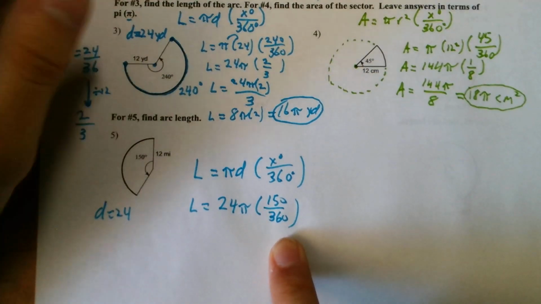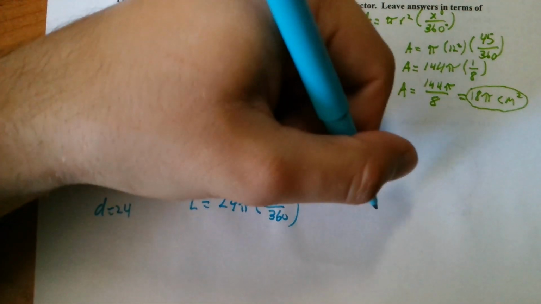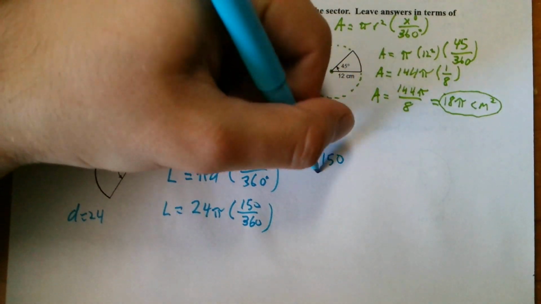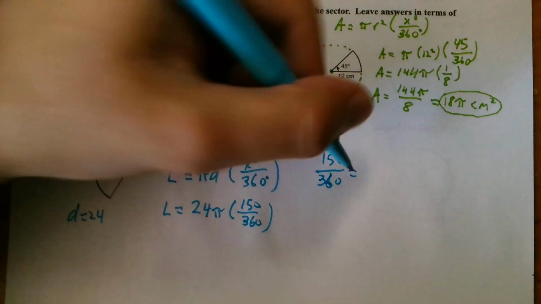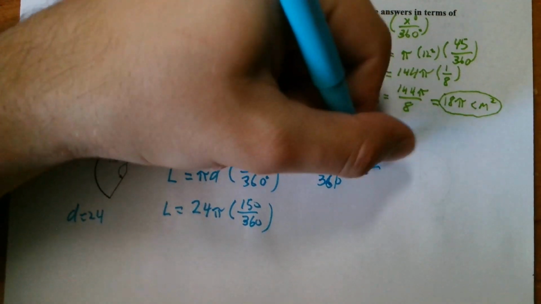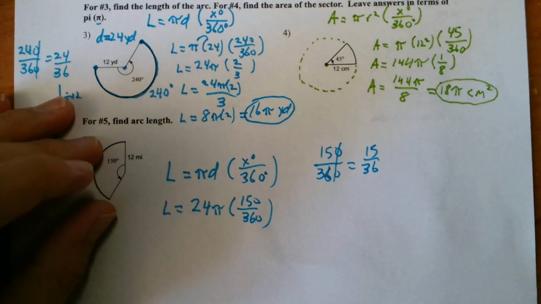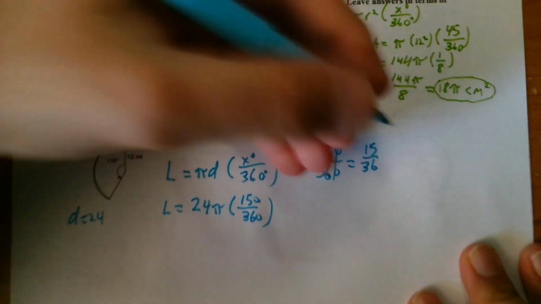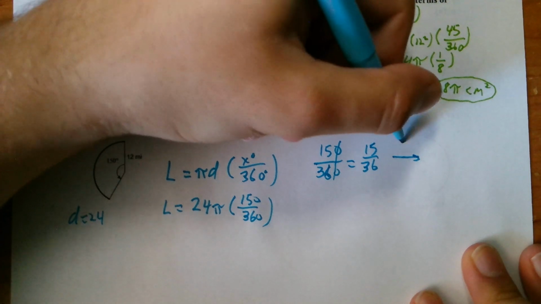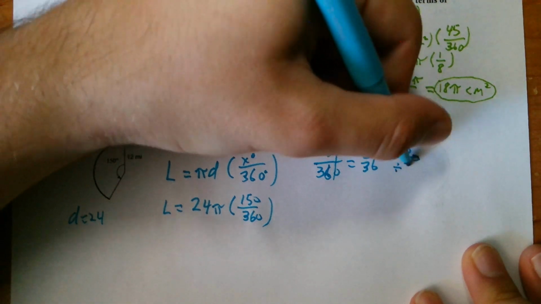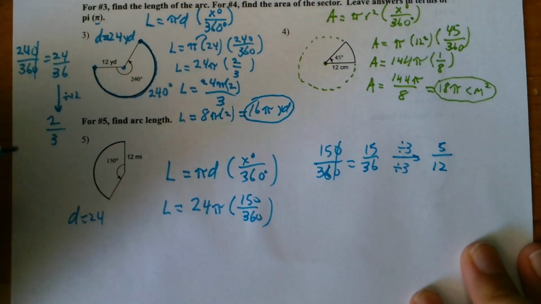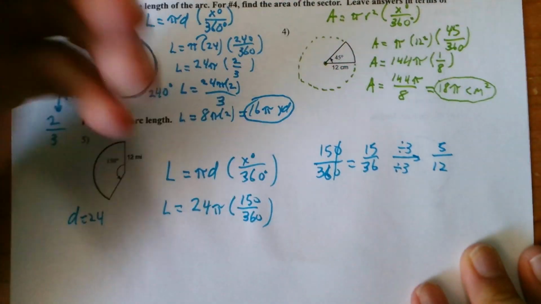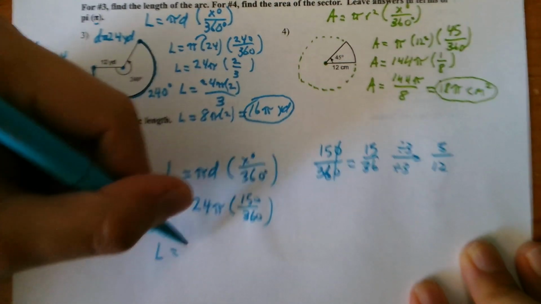Make sure you simplify that fraction to make your life easier. So it's going to be 150 over 360. Again, you can cancel the zeros, giving you 15 over 36. I know both of these numbers are divisible by 3, which gives me 5 over 12. And I can already tell that's not going to simplify anymore.